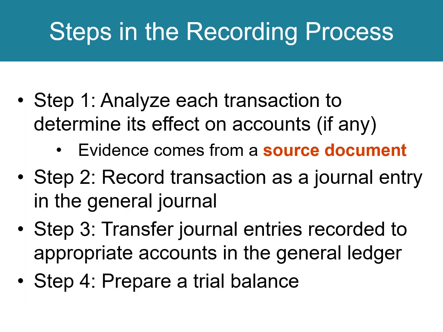Steps in the recording process. There are 4 steps in the recording process. Step 1. Analyze each transaction to determine its effects on accounts. Step 2. Record transaction as a journal entry in the general journal. Note that a general journal is nothing more than a book of general journal entries. Step 3. Transfer journal entries recorded to appropriate accounts in the general ledger. And step 4. Prepare a trial balance.